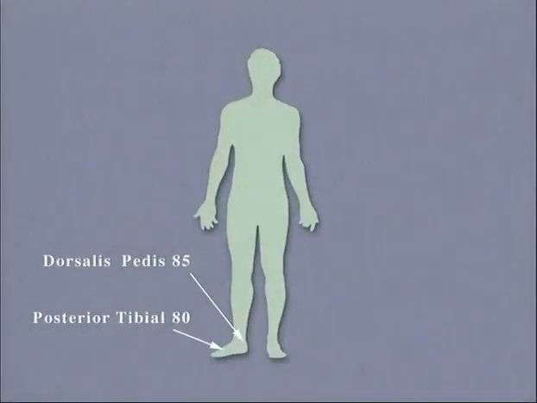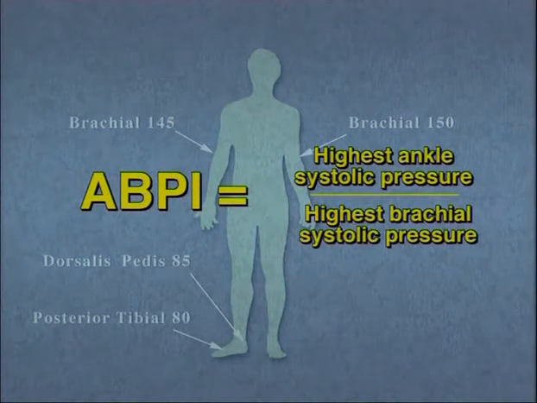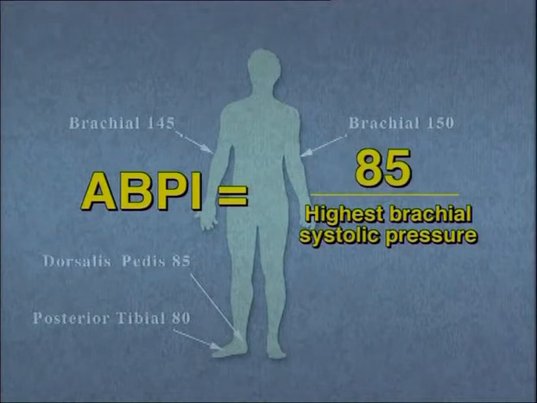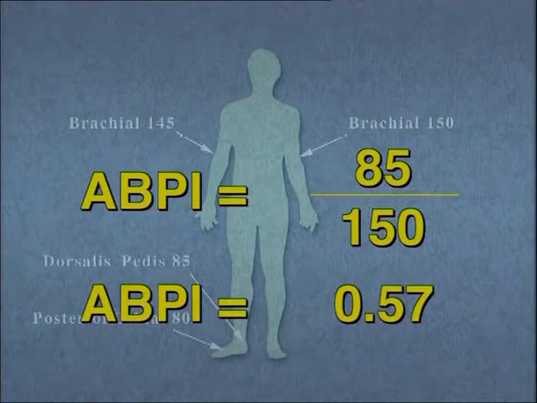In this example, the ankle pressures for the right leg were 80 and 85, and the brachial pressures were 145 and 150. The ankle brachial pressure index is calculated by taking the higher ankle pressure reading of the 2 pulses in one leg, that is 85, and dividing it by the higher brachial pressure reading, in this case 150. The ABPI is therefore 0.57.